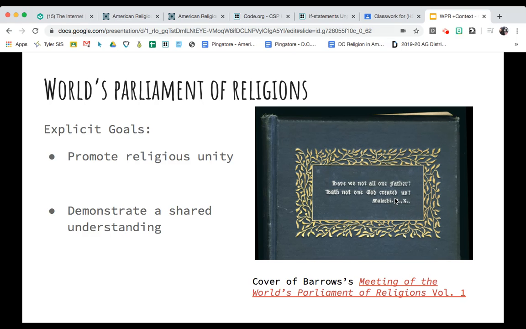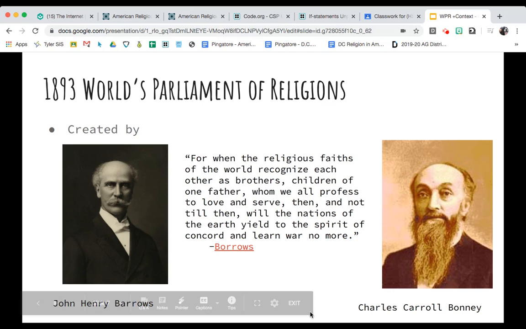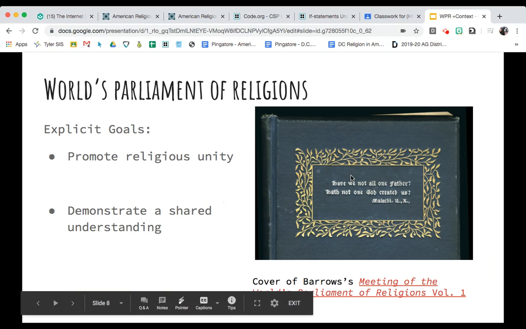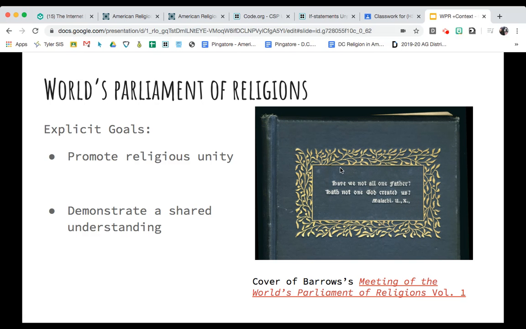Which, again, on its surface, you can really hear a spirit of unity. But you guys are critical scholars, and you know how to use different lenses to dig deep into words and recognize how they're situated and how they're embedded in culture. So I think the last slide, this quote from Barrows, and this cover are really good opportunities to practice using some of those lenses.